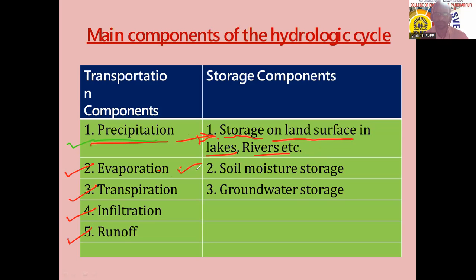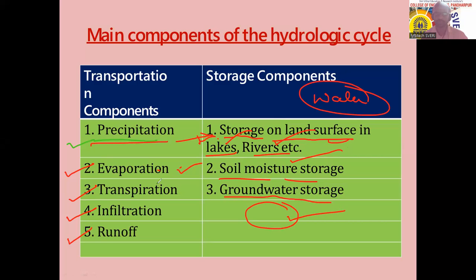Whatever water is stored in the soil, after some time it will get dry. So that is soil moisture storage. Again, some amount of water is stored in the groundwater. Storage means where actually water is stored. It is stored in the lakes, in the rivers, on the land surfaces. Some amount of water is stored in the soil moisture storage, and some amount is stored in the groundwater. So these are how water is transferred, meaning transportation components. These are the storage components.